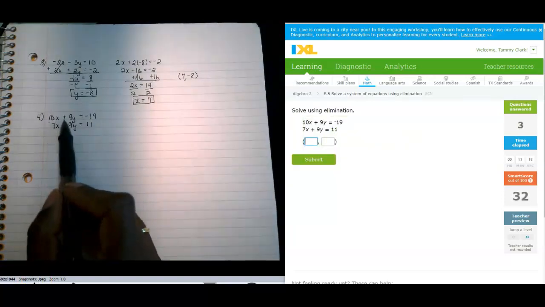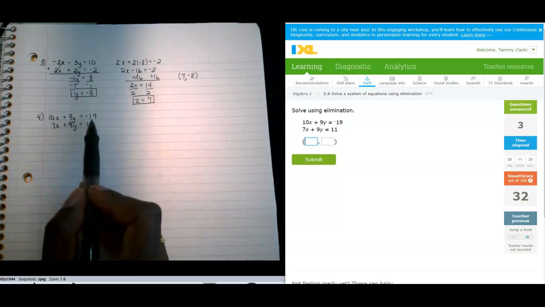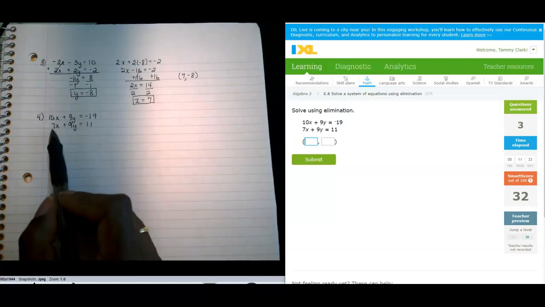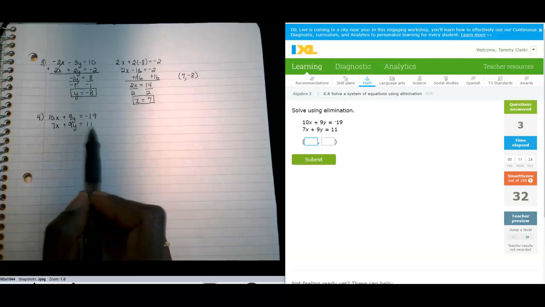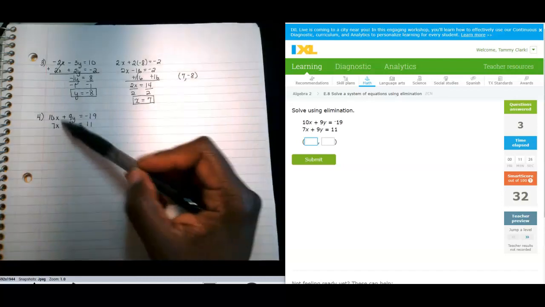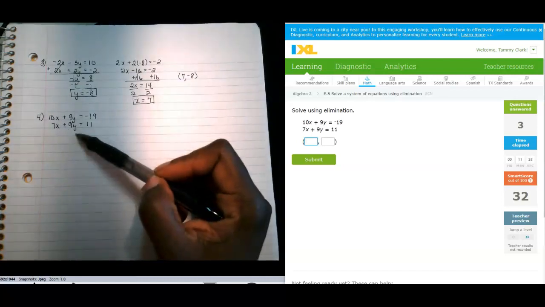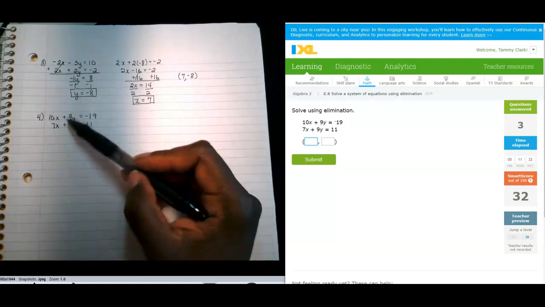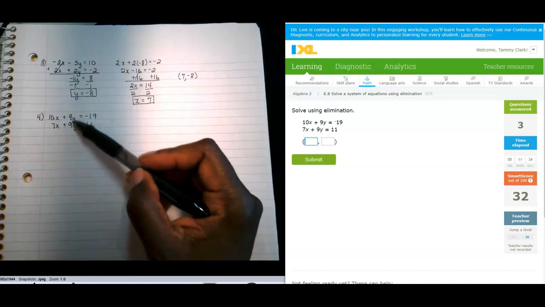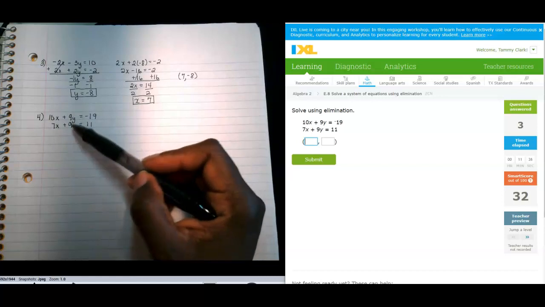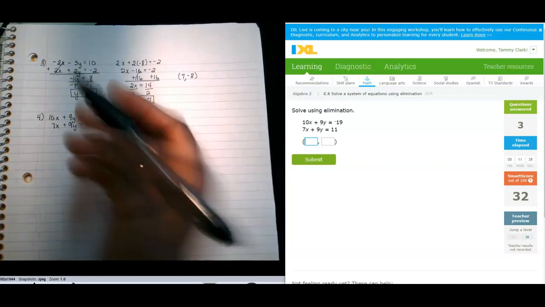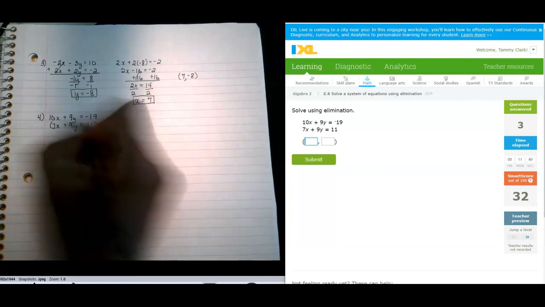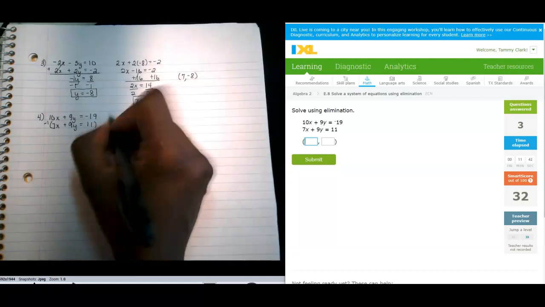We've got 10x plus 9y equals negative 19. And then we've got 7x plus 9y equals 11. Now, again, you could eliminate either x's or y's, but we want to go the easiest route possible, and that would be where we have the 9's. Because we already have the same coefficient, we just need opposite signs. So we could multiply our second equation by negative 1.